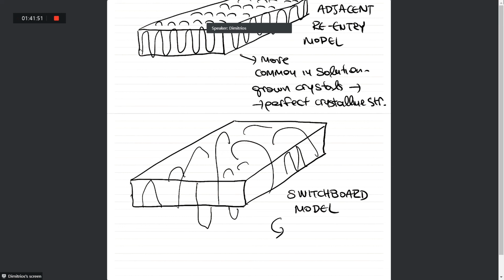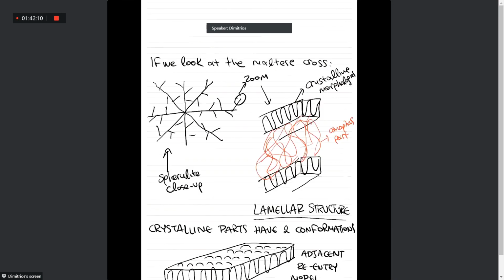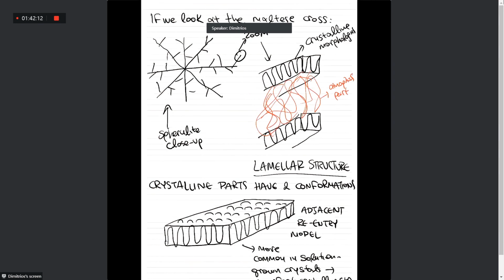And it is generally the most common model. It is favored in materials where we observe spherulites. Okay, so starting from the spherulite here, we have the crystalline morphologies and the amorphous part, that is the lamellar structure.